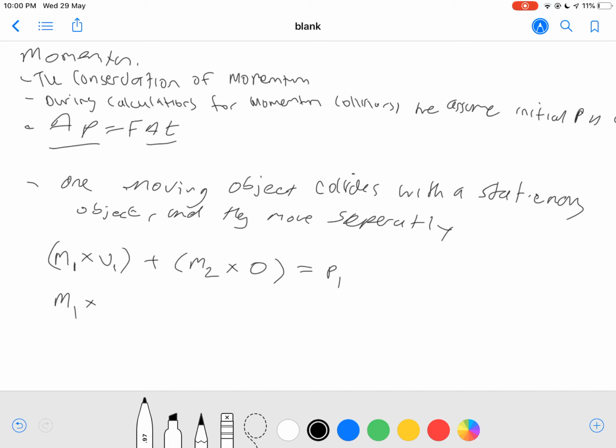multiplied by, let's just say, an unknown velocity, so we say this is v2, plus the mass of object 2 times a velocity they tell you. So you have to know at least one of the speeds after the collision. Let's say it's a known velocity, we'll call it v3, and that equals m1 times v1.